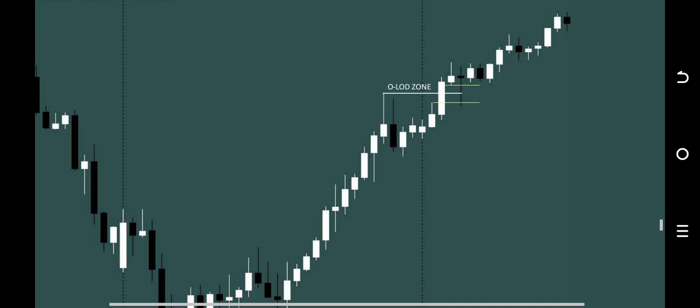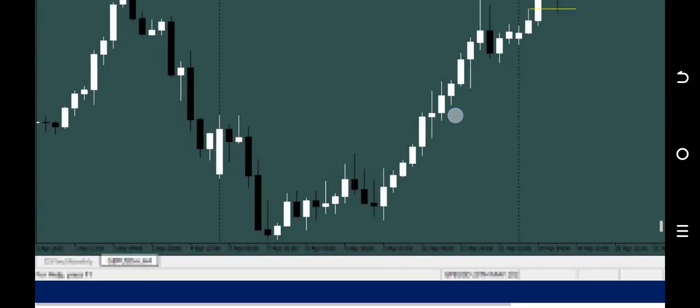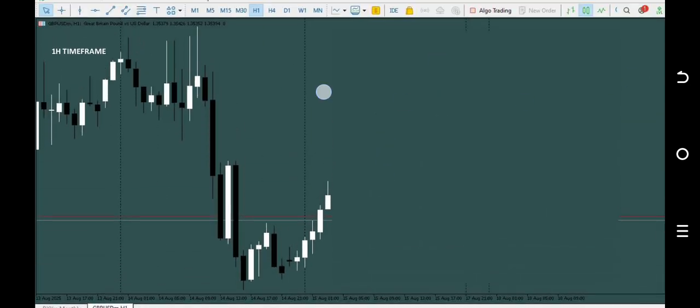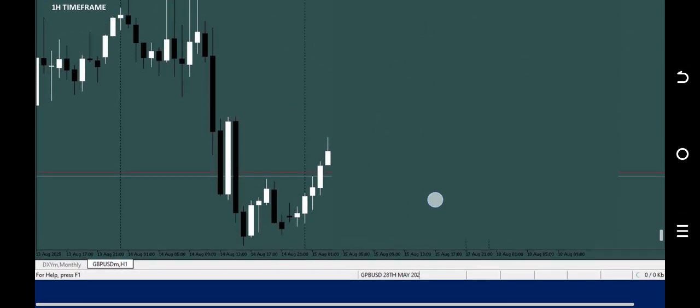Okay, can you see? Eventually, it went into our targets. If you had placed 1:2, you'd have made a lot of money from this move on this 4 hour time frame, right? So that is that about that. Now let's take a look at it again on 1 hour time frame. Now look at this on 1 hour time frame.